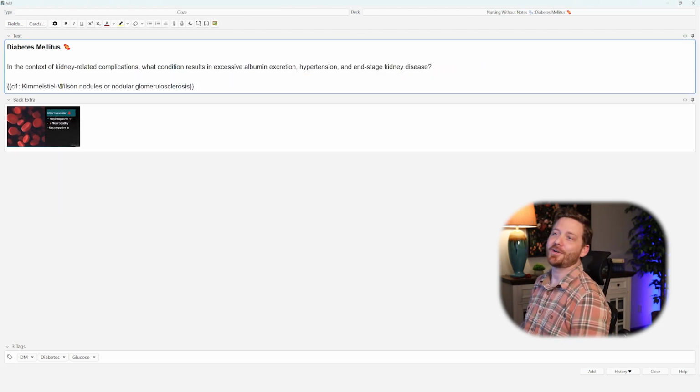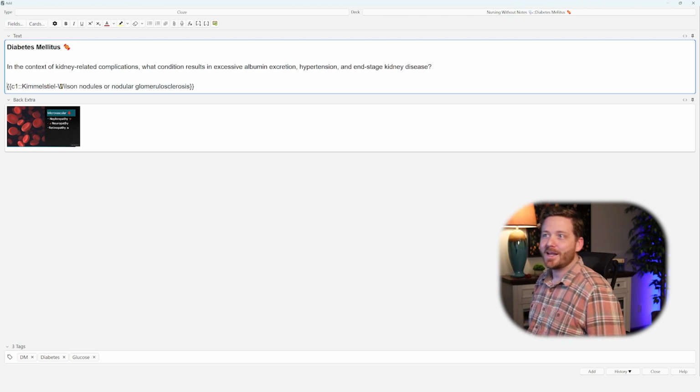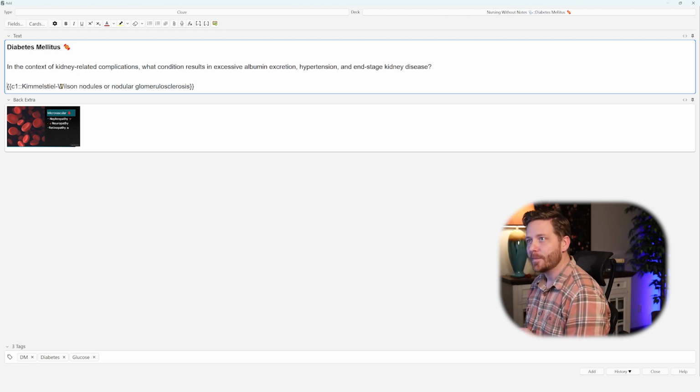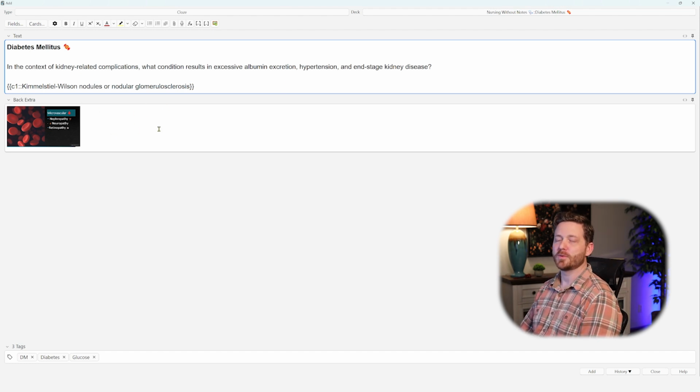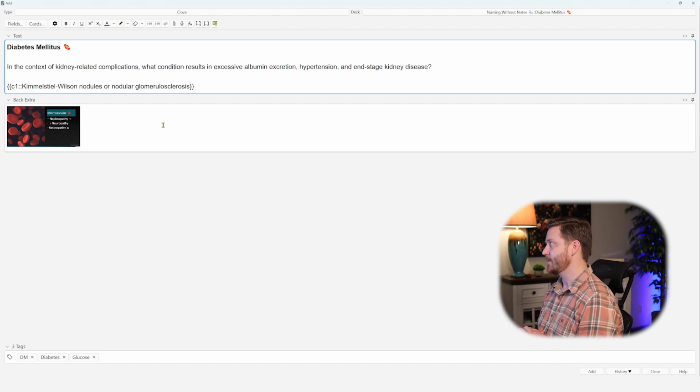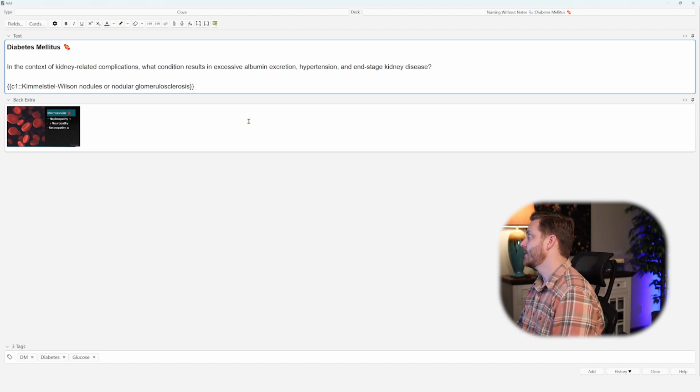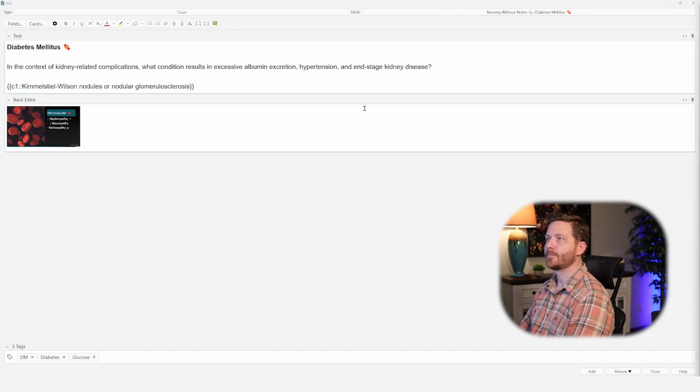Now we can add this card in over Kimmelstiel-Wilson nodules or nodular glomerulosclerosis in the context of kidney-related complications. What conditions result in excessive albumin excretion, hypertension, and end-stage kidney disease? And those are those Kimmelstiel-Wilson nodules that we talked about that build up in the glomeruli of the kidneys due to those increased deposits around those membranes.